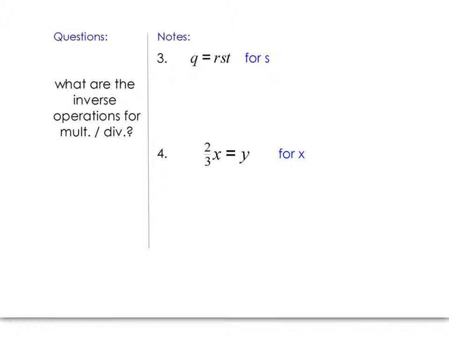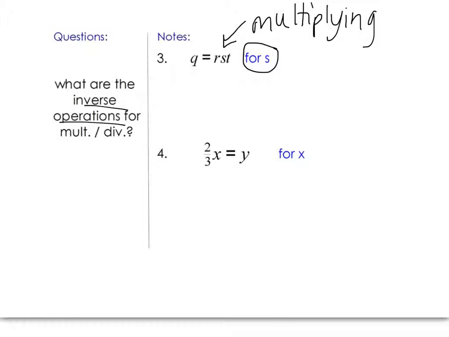Okay, so I get Q equals RST. Oh, what are the inverse operations for multiplication and division? If I'm multiplying R times S times T, and I'm solving for S, how can I get rid of or move to the other side the R and the T? If they're being multiplied by the S, could I divide by R and by T on both sides?